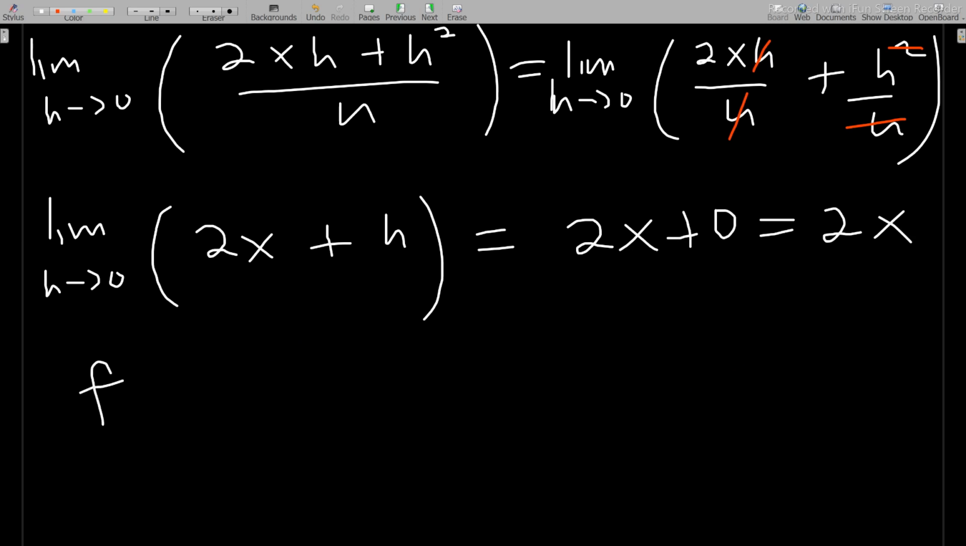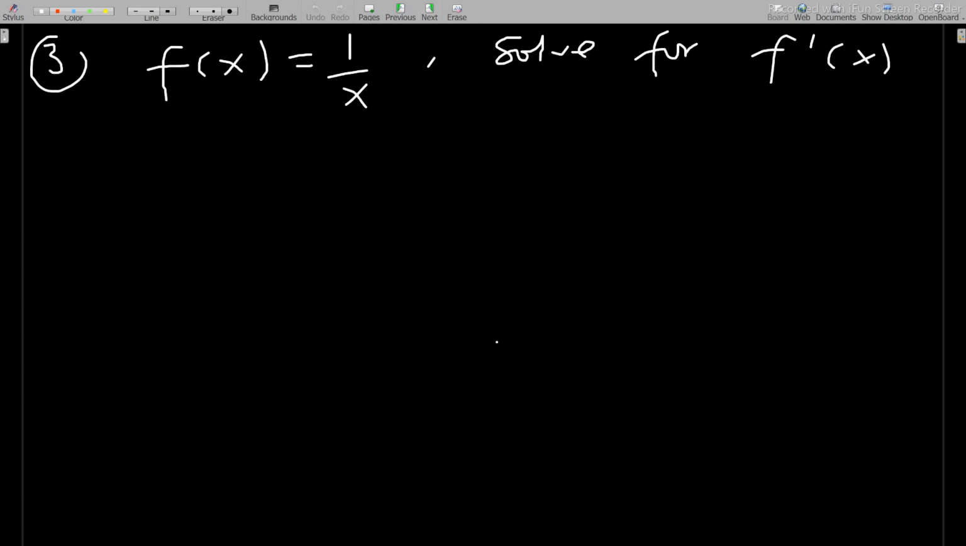So it means our f prime of x, or the derivative of x squared, is equal to 2x. Indeed, we use that method and it will be equal to 2x. Okay, so let's try to solve this as well and see. When you have this, what happens? Okay, that's the third question.